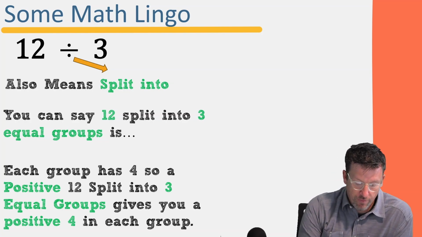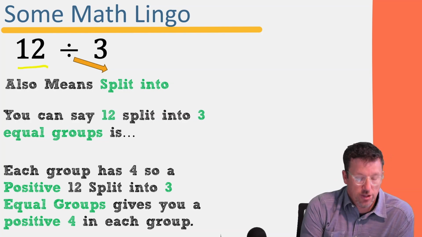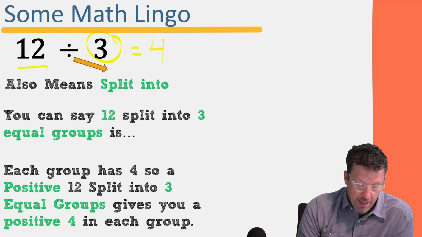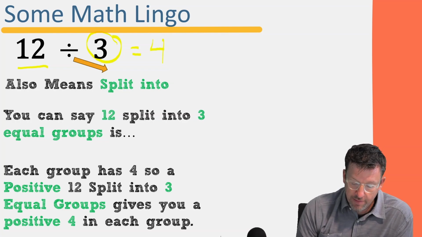Let's just look at that one more time. A positive 12 split into 3 equal groups. So if you divided that, you would get 4. Okay? A positive 12 split into 3 equal groups gives you a positive 4. All right. Everybody with me so far? Let's keep going. So the answer would be 4.